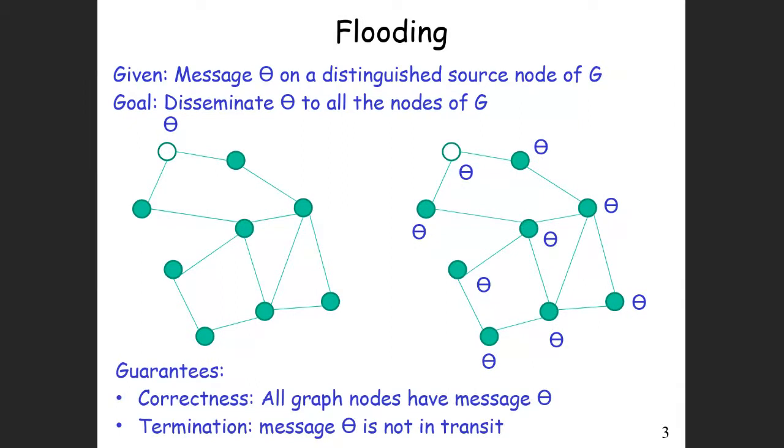So we want to provide some guarantees. For example, there is a correctness guarantee that all graph nodes should receive message theta. And then there has to be termination, that message theta should not be in transit after all the nodes receive theta. So at some point in time, there has to be no message in transit.